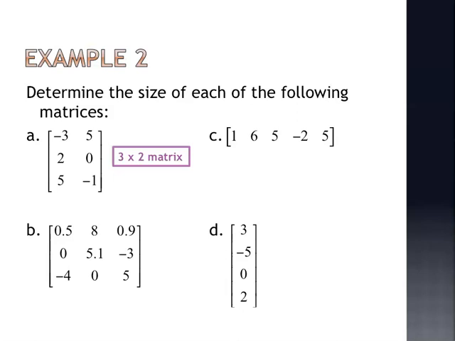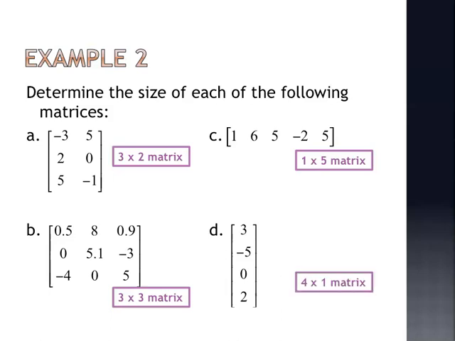If you look at B, if you count down, there are 3 rows. If you count across, there are 3 columns. So this would be a 3 by 3 matrix. You look at C, we have only 1 row, but if you count across, we have 5 columns. This is a 1 by 5 matrix. And the last one here, you count down, we have 4 rows, and counting across, there's actually only 1 column. So this is a 4 by 1 matrix.